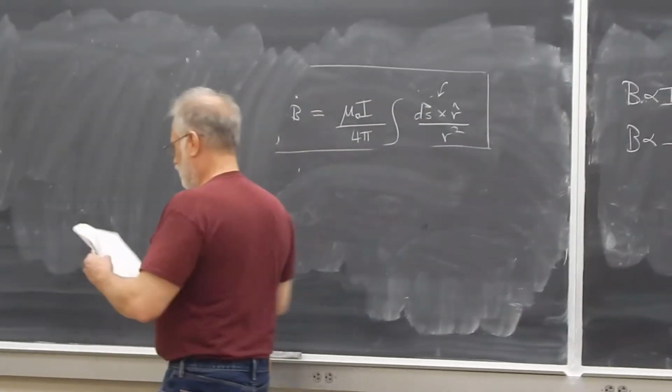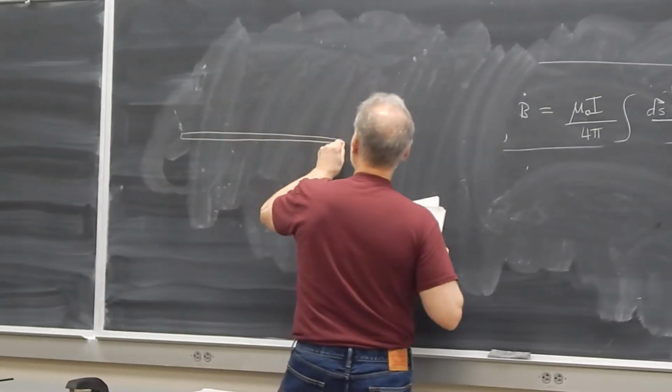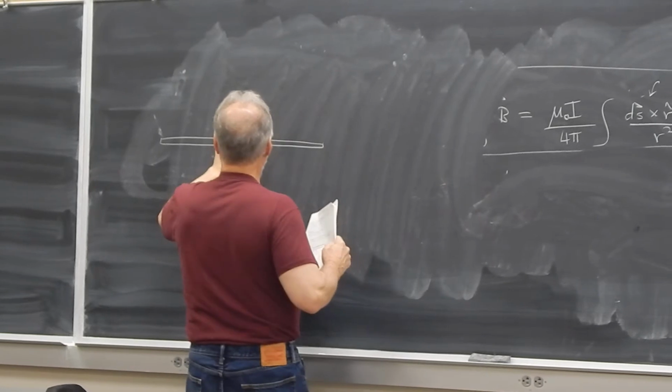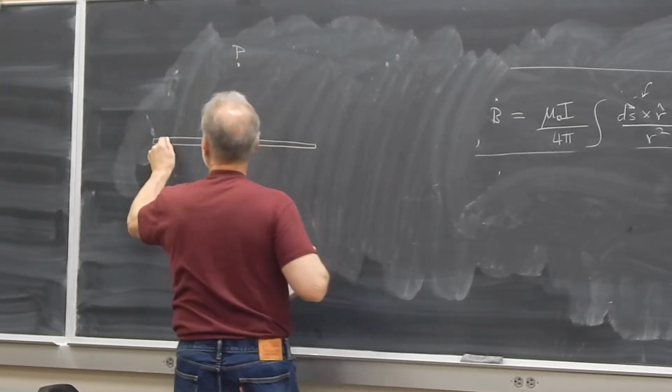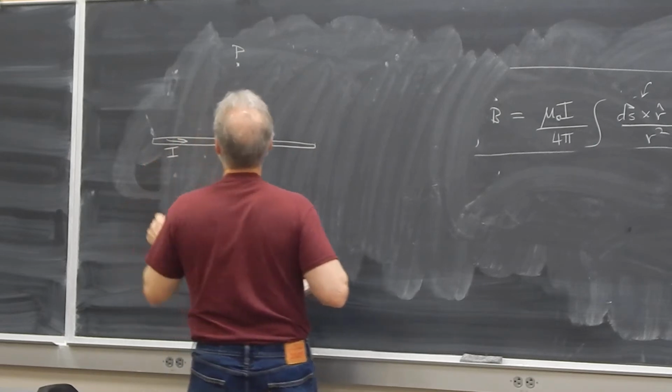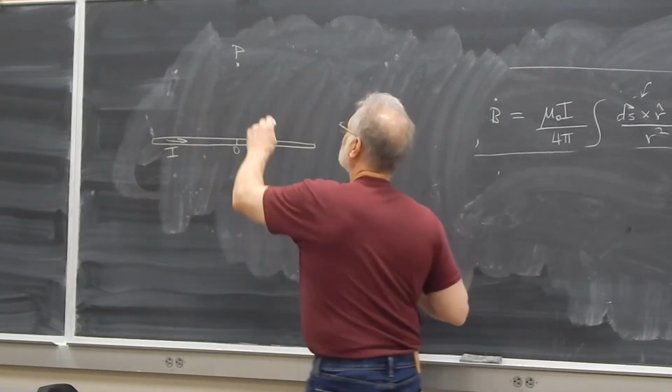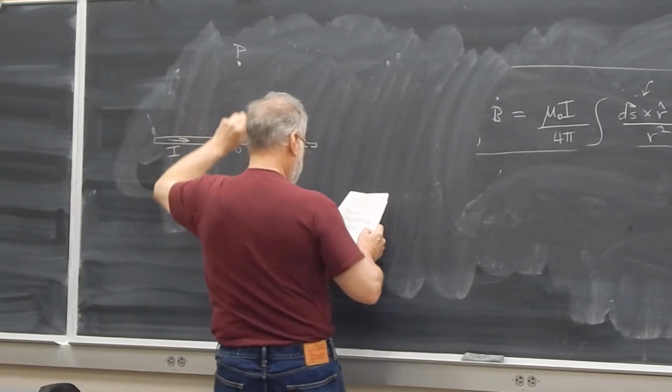Actually, it will be a simple problem later on. So here's my long straight wire, and here's my origin. I want to find the magnetic field. Let's assume I have a constant current I going through this wire. I want to find the field at some point P.